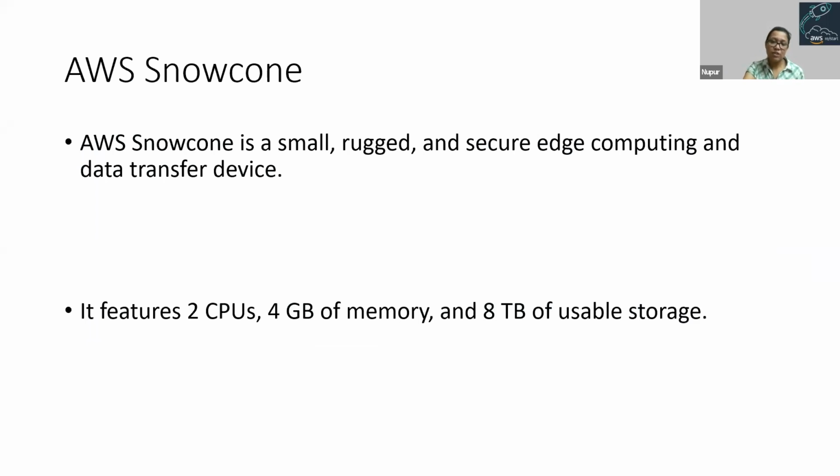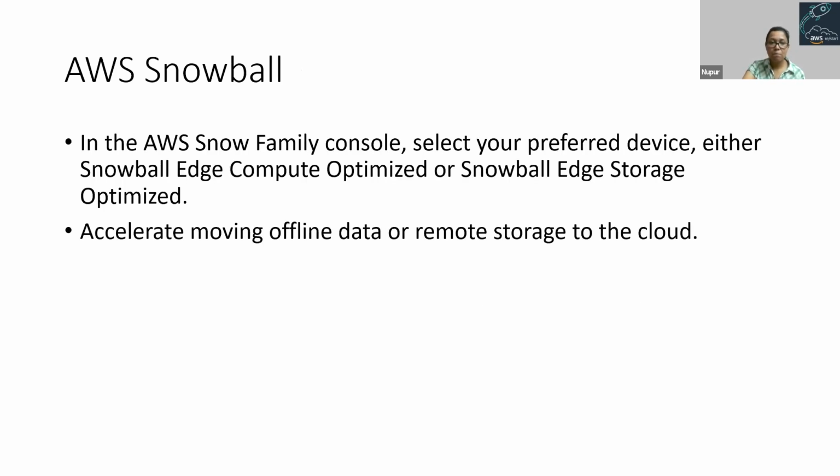They have some information, like some definitions have been there. If we talk about Snow Cone, then Snow Cone is the small, secure data transfer device which has been available from AWS to you. So they have two CPUs and 4 GB of RAM, and you can transfer 8 terabytes of usable storage. So the 8 terabyte of usable storage has been available. You can transfer that much amount of data.